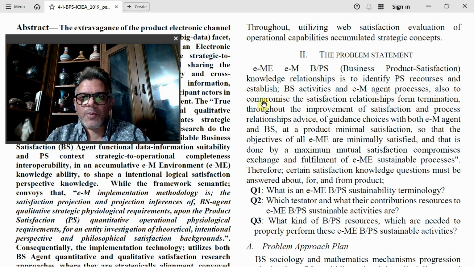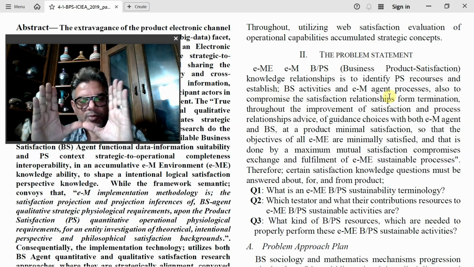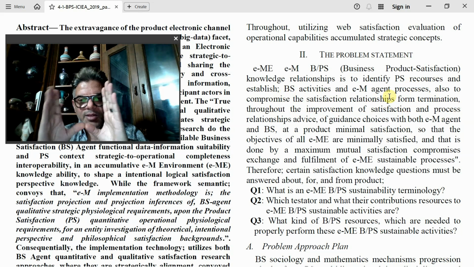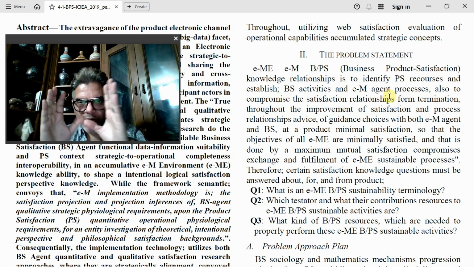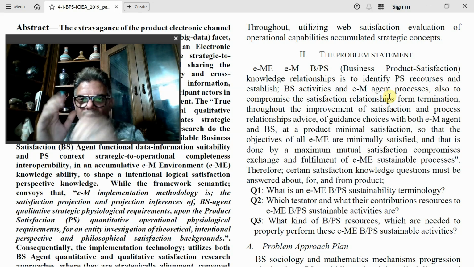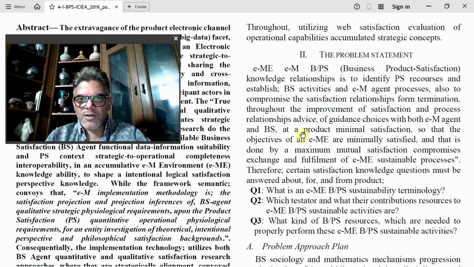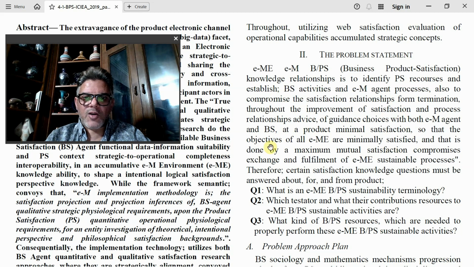Also to compromise the satisfaction relationship from termination. From termination, as I've said, the product satisfaction will mitigate between the business satisfaction and user satisfaction, so he can keep his own satisfaction. So he has to mitigate through a product minimal satisfaction, so that the objective of all e-marketing is mainly satisfied.